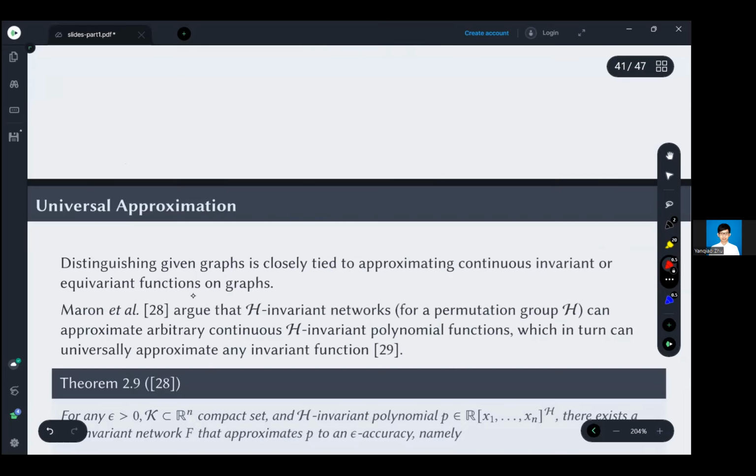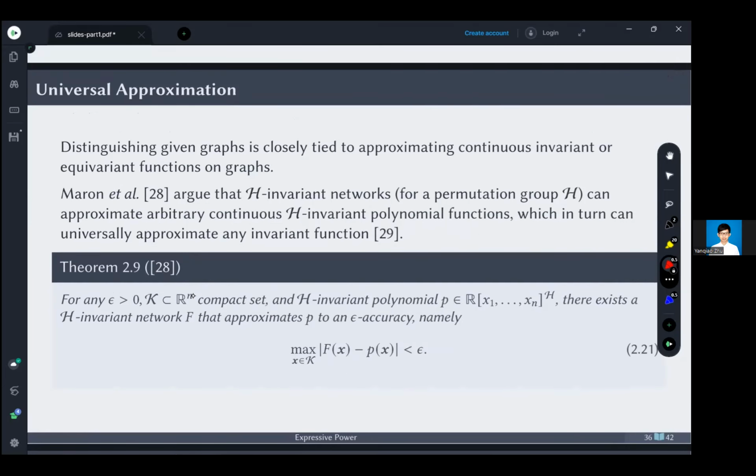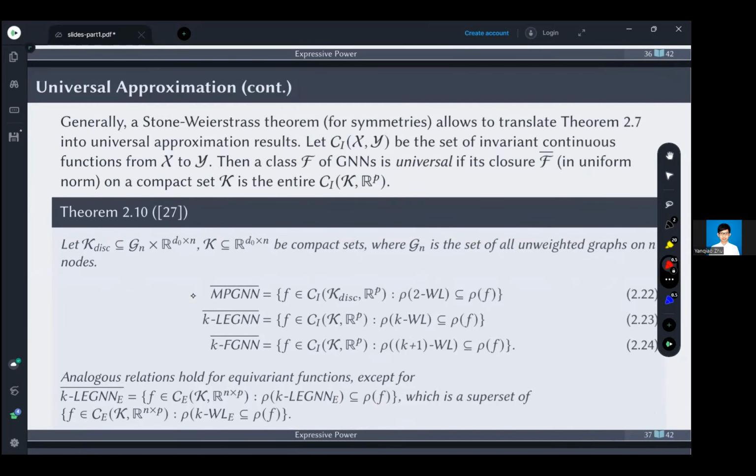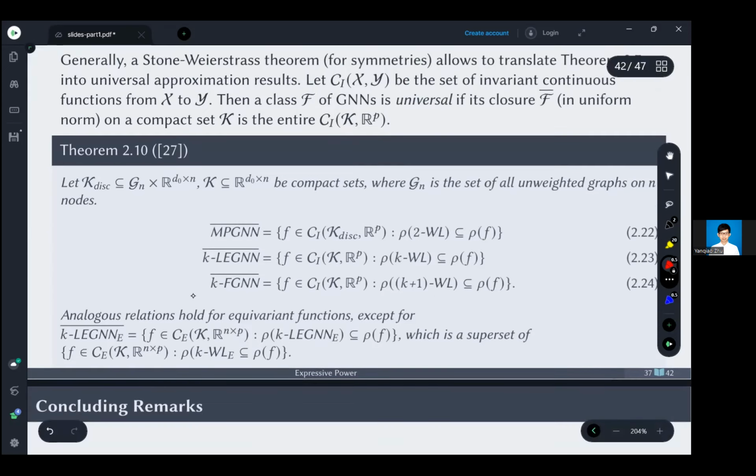And okay, there is also a so-called universal approximation problem, but I'm afraid that we are running out of time. But the idea is very simple. There is a so-called Stone-Weierstrass theorem showing that you can translate the previous expressive hierarchy in terms of the WL test into universal approximation results. But I'm not going to introduce this in detail.